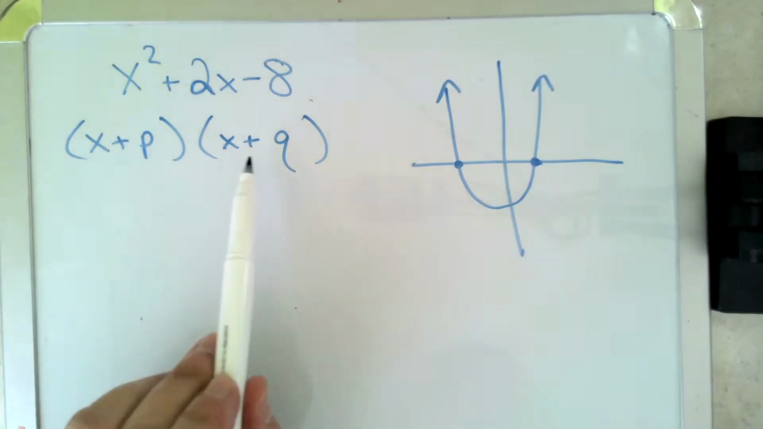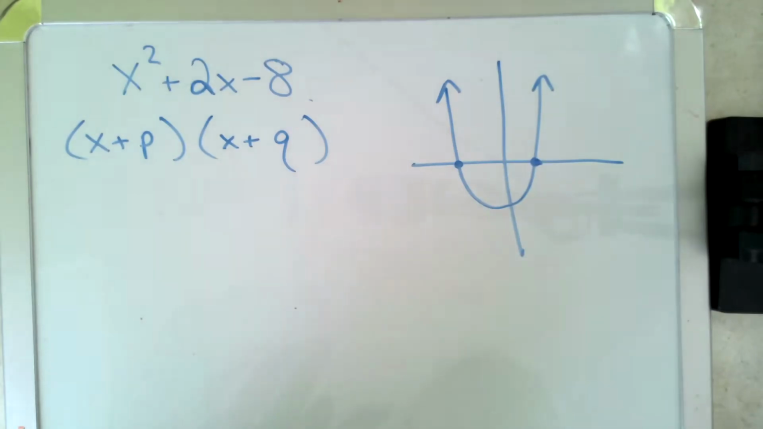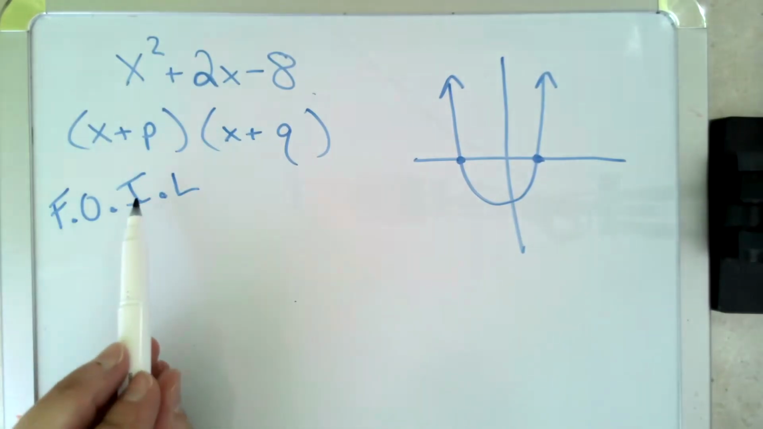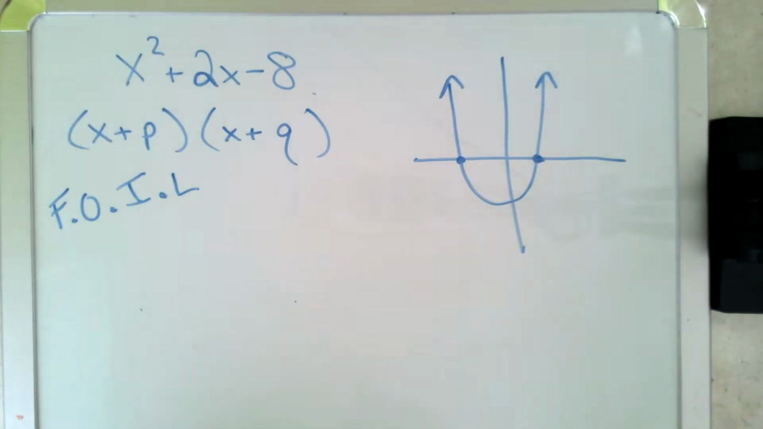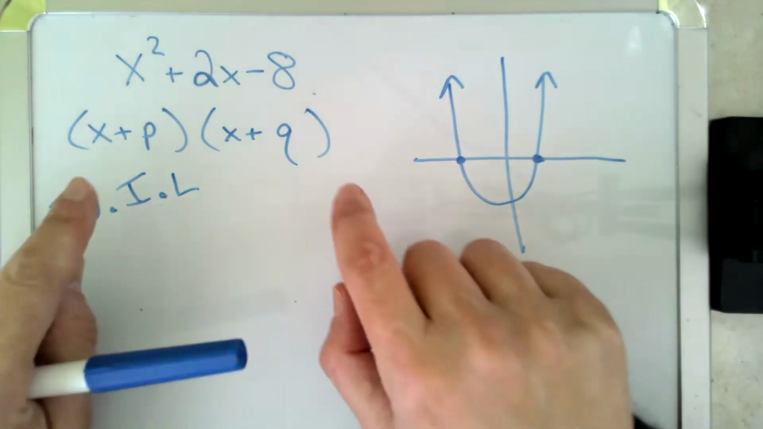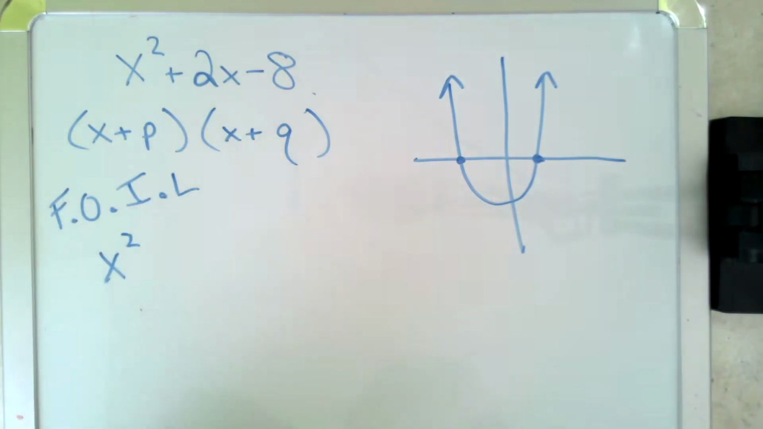So if I were to multiply these out, I'm going to use the method of FOIL. If you're not familiar with that, go take a look at this video. But FOIL stands for firsts, outsides, insides, lasts, and that refers to the positions within the parentheses. So first I'm going to multiply the first two things in each parentheses. An x times an x gets me an x squared.